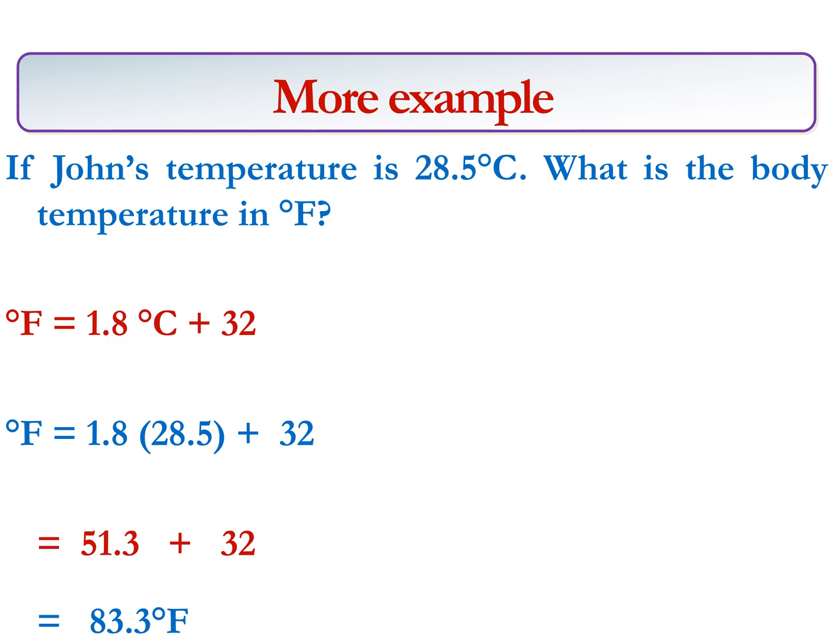Let's look at another example. If John's temperature is 28.5 degrees C, what is the body temperature in degrees Fahrenheit? First we write the formula, which is degrees Fahrenheit equals 1.8 times degrees C plus 32. We want to convert to degrees Fahrenheit, so we put the Celsius value in place of C here. If we multiply this value by 1.8 and add 32, we will get 83.3 degrees Fahrenheit. The most important thing is that you need to know the formula.